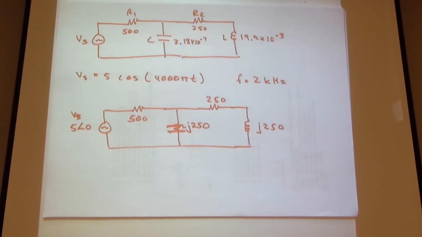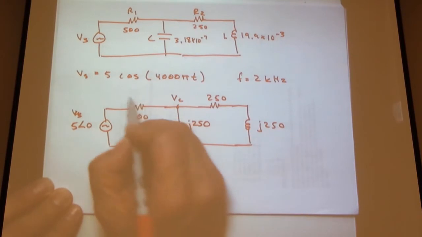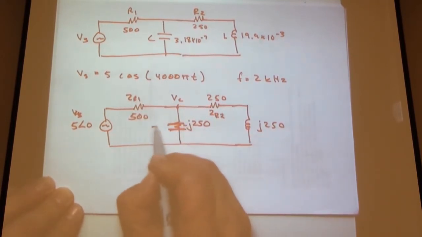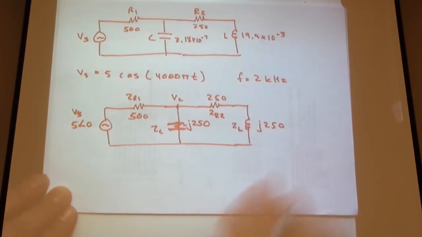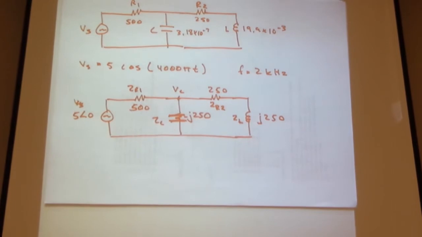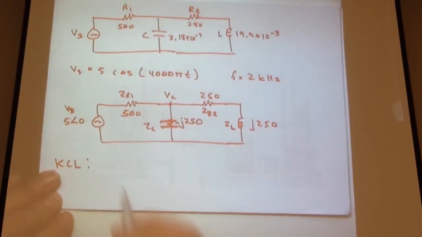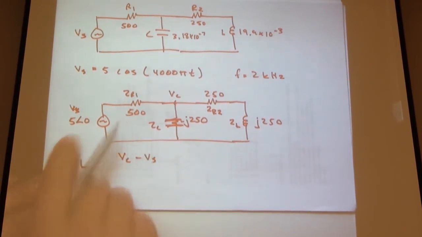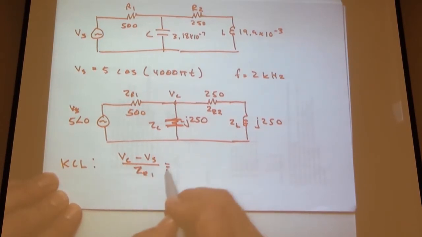So, VC. What are we going to do here? Well, there's VC, and we can write ZR1, add a little bit of labels here, ZR2, ZC, ZL, just so we can do some symbolic math. And KCL gives, well, no problem there. We can say VC minus V source, which we know is 5 angle 0, all over ZR1. These are all problems.